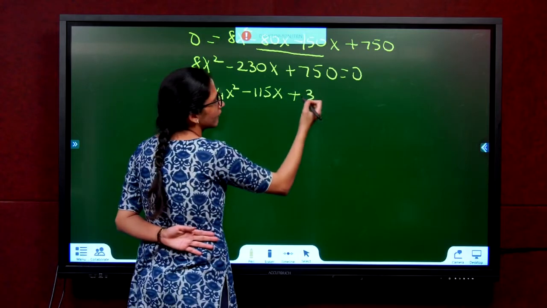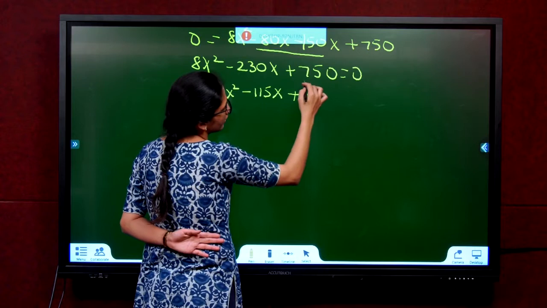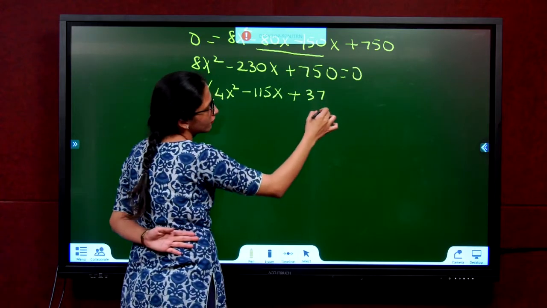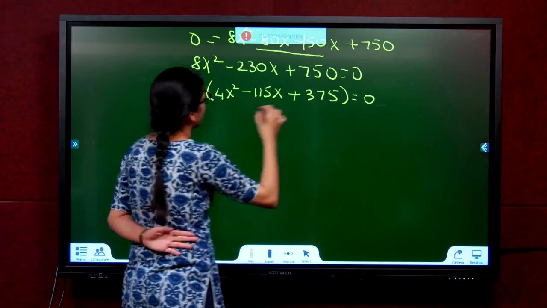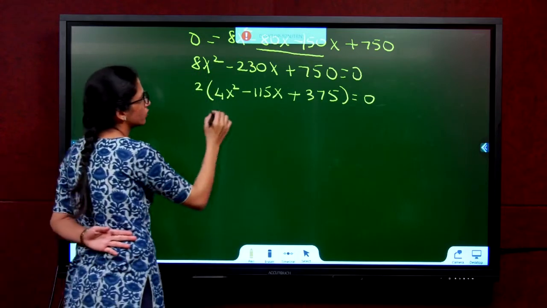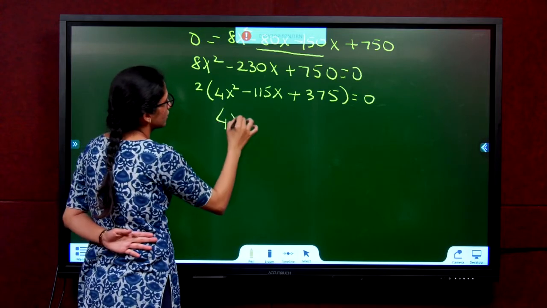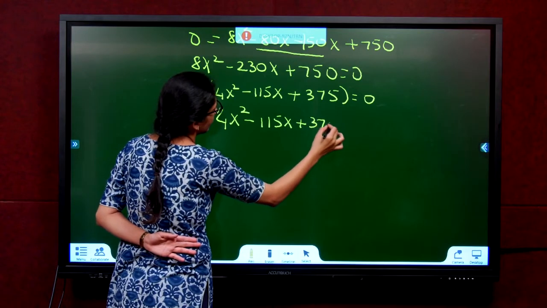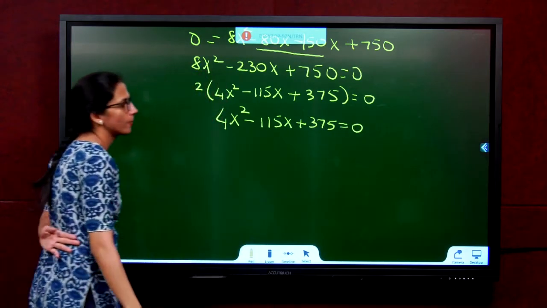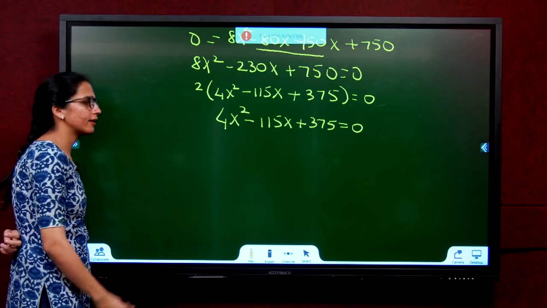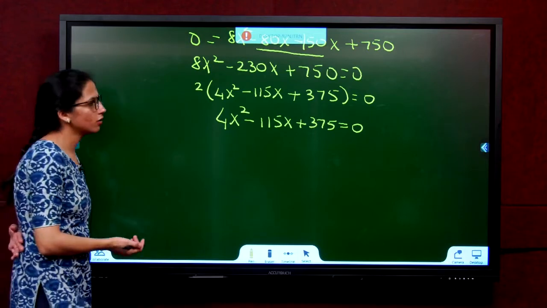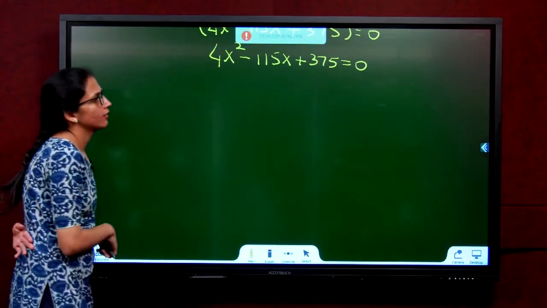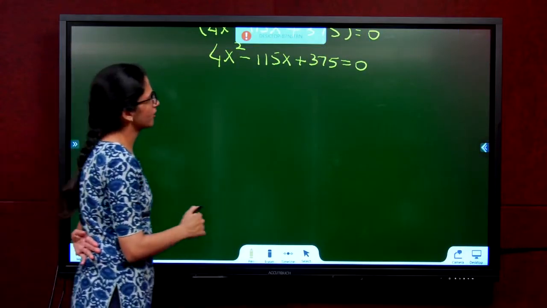So 2 3s are 6, 15, 3 7s are 21, 375. Can I take anything else common? No. So therefore send the 2 there. My equation is 4x square minus 115x plus 375 is 0. You can go for the splitting technique, that is splitting the middle term, or you can go for the quadratic formula also. Anything will do. Let us now go for the splitting technique and try.